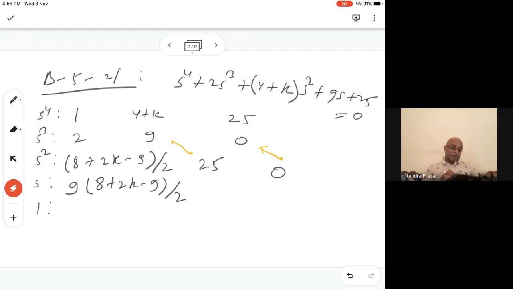And then minus 50. So we write minus 50 and divided by this value. So this minus this, divided by this value itself. So now divided by this value, so 2 divided by 8 plus 2k minus 9. So we get one value here. So this multiplied by this minus this divided by this itself.